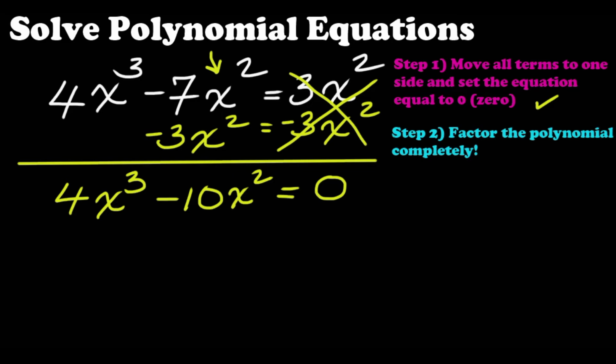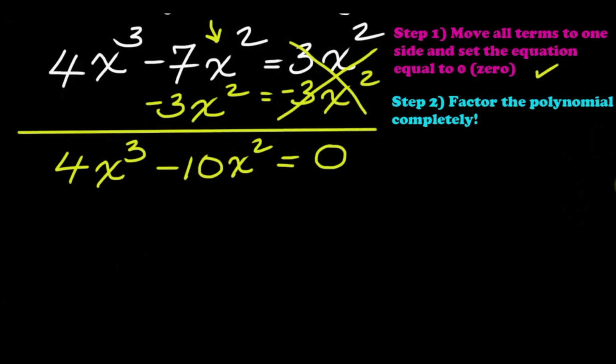Step 2 is to factor the polynomial completely. So we're going to solve this by factoring. What we have to do at the beginning when factoring any polynomial is to look for the greatest common factor. Okay, so 4 and 10, we can pull a 2 out because 2 is the biggest number that can go into 4 and 10. So 2, and then pull out an x squared.